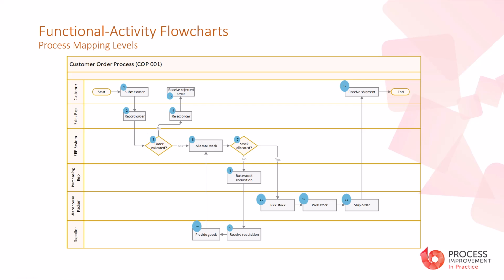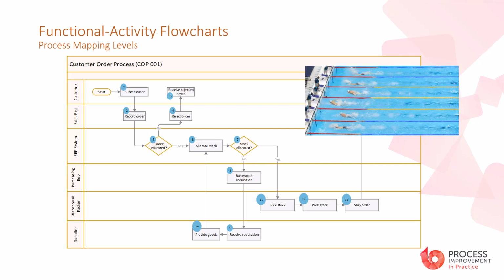The functional activity flowcharts are the most used ones and can be represented in various forms. This form is called the swim lane flowchart, as it uses lanes or columns to represent different participants or functional areas involved in a process. Each lane corresponds to a specific department, role, or individual responsible for performing specific tasks within the process. The lanes are arranged in a way that resembles the lanes in a swimming pool, hence the name swim lane diagram.